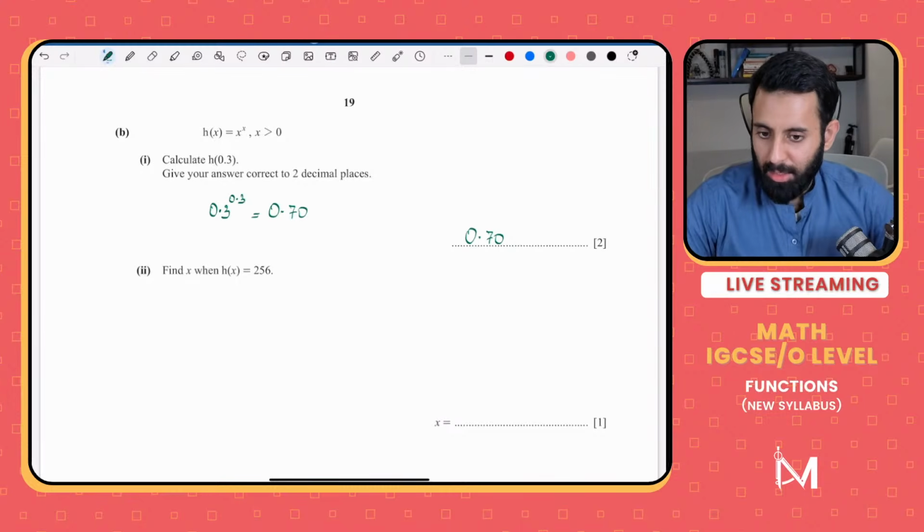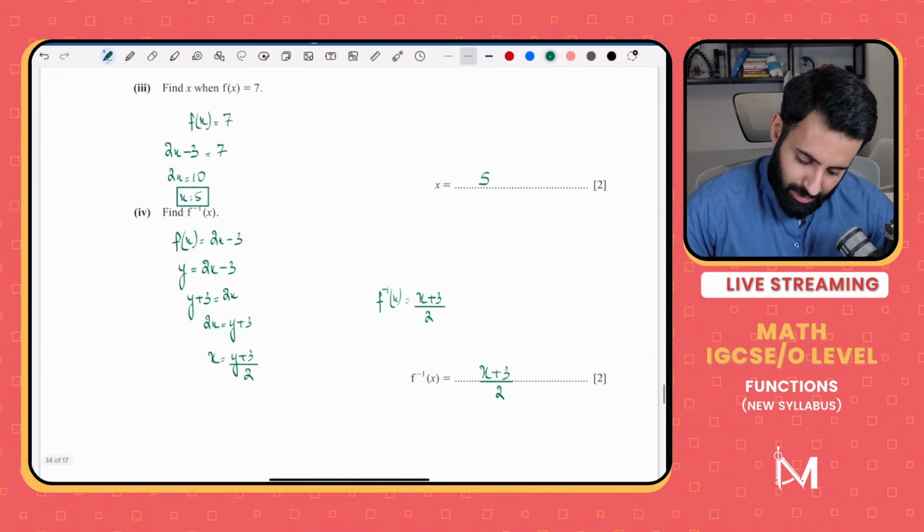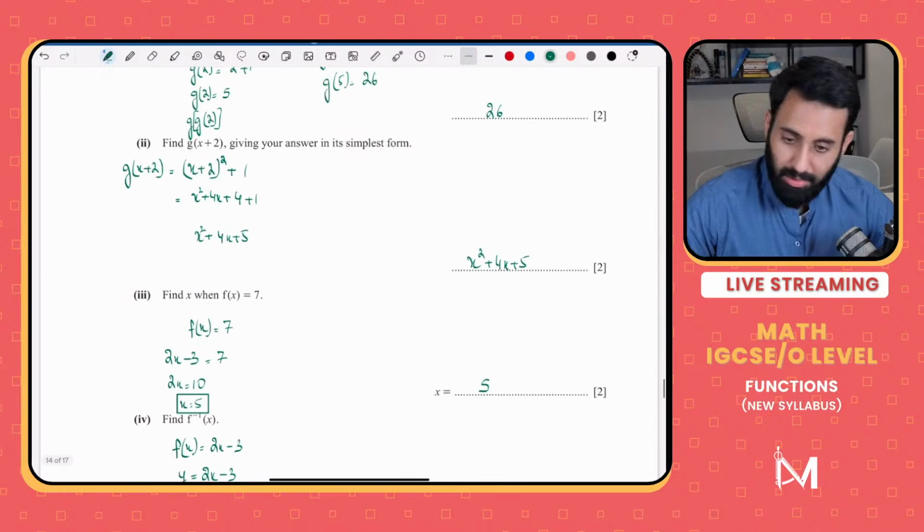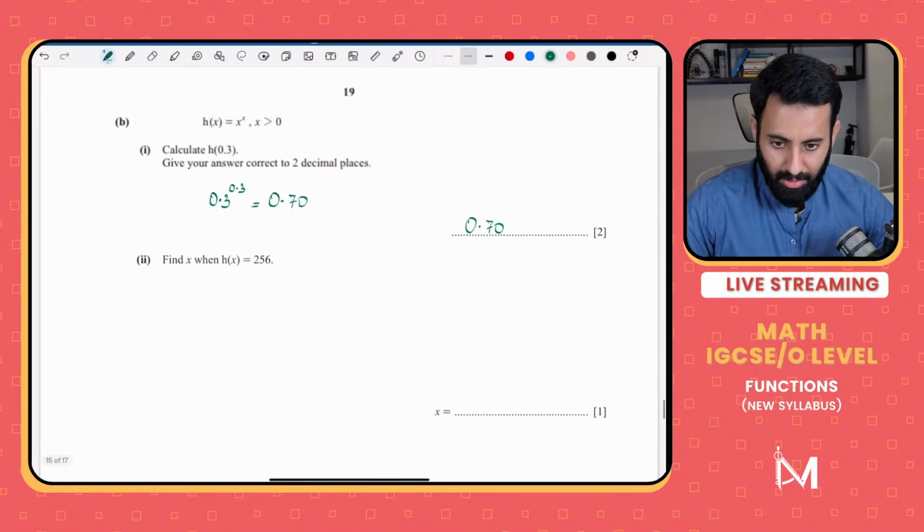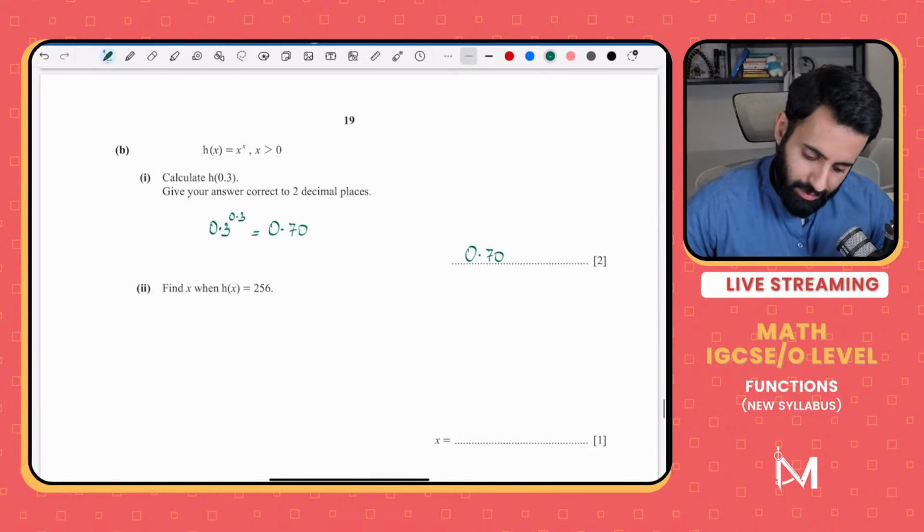You should start doing early past papers 6 to 8 weeks before the exams. Where did the 4x come from? Beta, I think you need to go back and revise identities, algebraic identities. It's the first identity.